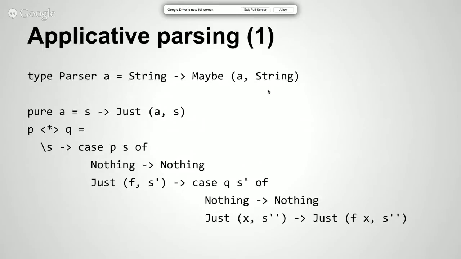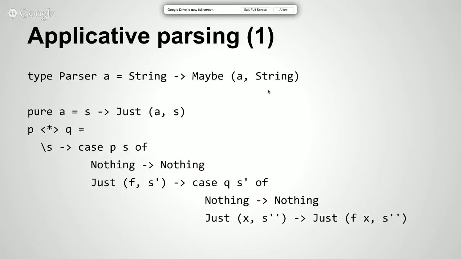So applicative parsing. This is our parser type. Parser A is a function that takes a string, and it returns maybe, meaning it might fail, a pair of A and a string. And the string that it would return in the successful case is the part that it hasn't consumed. So pure A is the parser that doesn't do anything. Whatever string you pass it, it says, I'm just going to pass that along with the value A that you gave me. That's the pure parser. It doesn't do anything, no side effects.